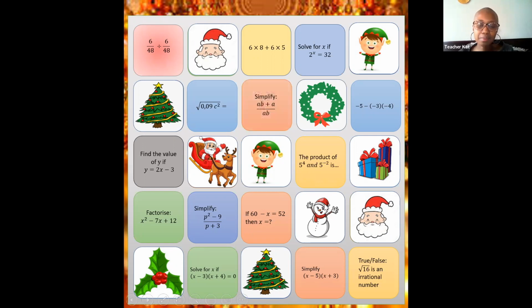Simplify AB plus A divided by AB. This is an interesting one. I'm loving it, and time has started. I will start singing after a minute. Let me give you guys your brains a chance to think first, because I know when I start singing, everything goes haywire.